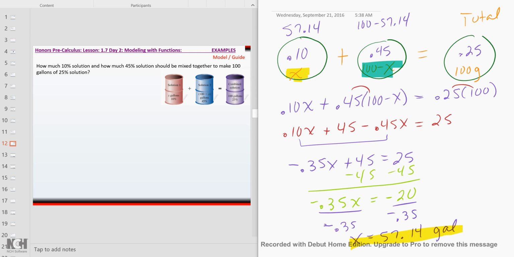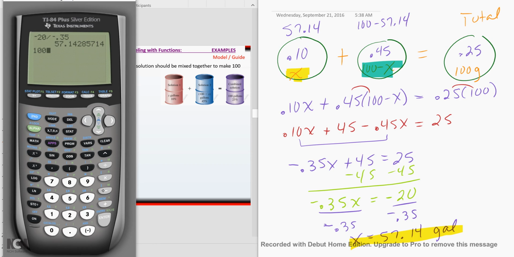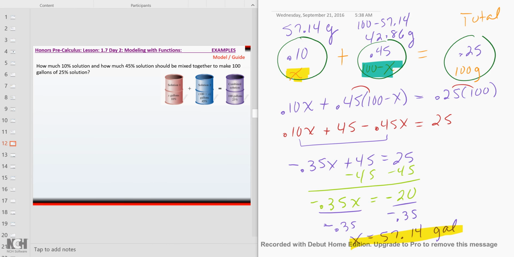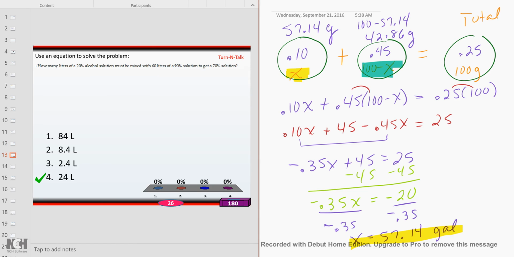100 minus 57.14 gives me 42.86 gallons. Okay, so to answer the question, we need 57.14 gallons of the 10%, and we need 42.86 gallons of the 45%. That's your mixture problem. Okay, you can do this one and see if you get the 24 liters.